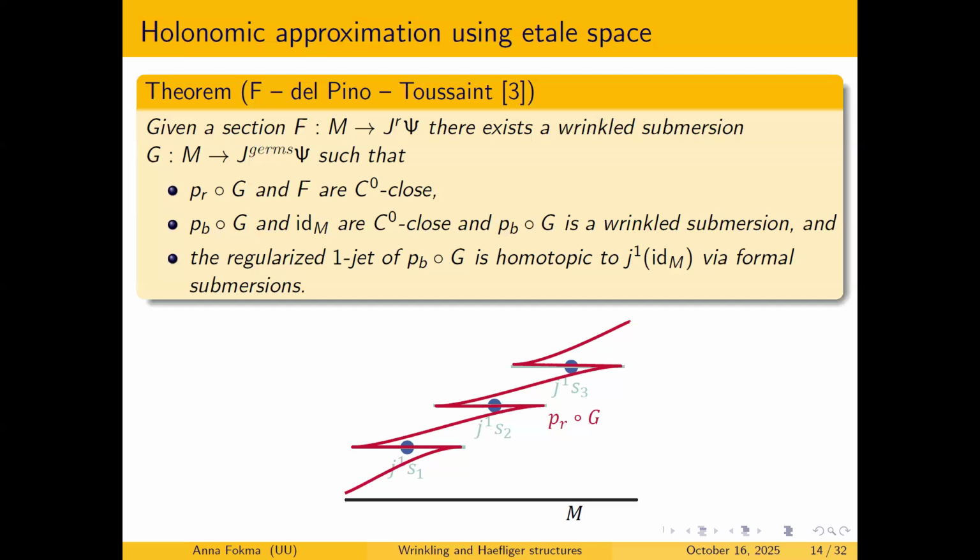Because if we construct it in this way, it actually lifts to étale space, because in each sheet, we can just take the germs of the section. So here you already see a bit of what you would call holonomic approximation. And then also the interpolation you can lift to étale space. And yeah, that's basically the proof.